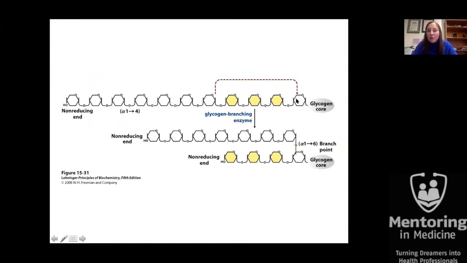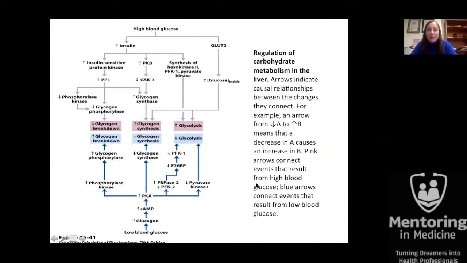We not only have to make the linear part of the molecule, which has alpha 1,4 glycosidic bonds, we also have to make the branch points, which have alpha 1,6 glycosidic bonds. And that's done through glycogen branching enzyme, which is very easy to remember, unlike some of the other names of some enzymes.